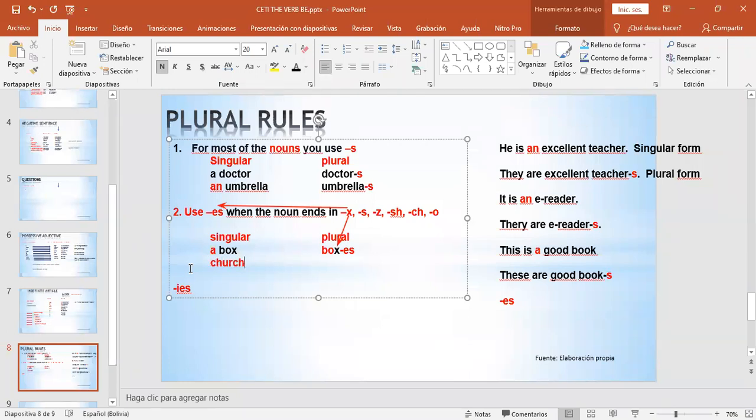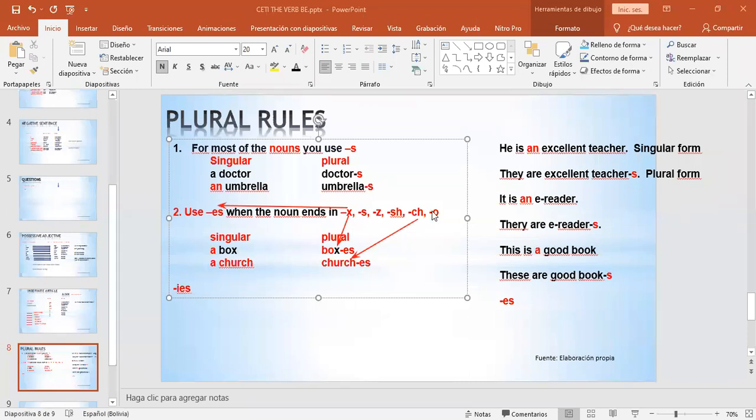Church means iglesia. So singular, a church, right? Plural, churches. Why? Because of ch. Church, churches. Okay. Another example.